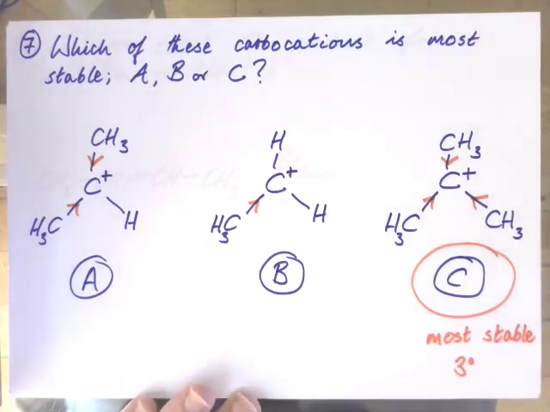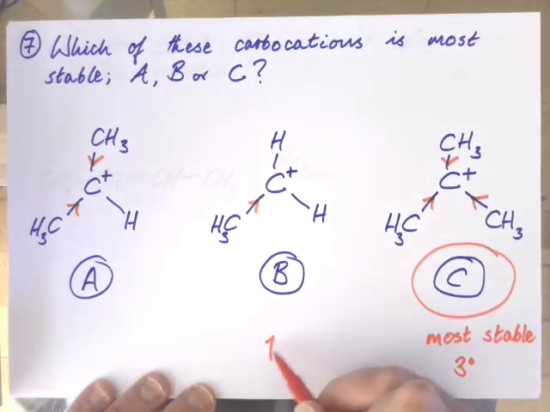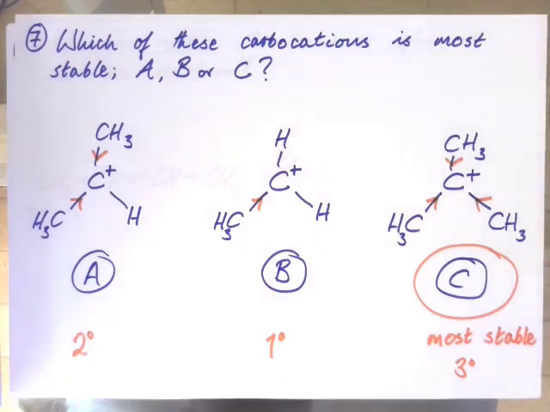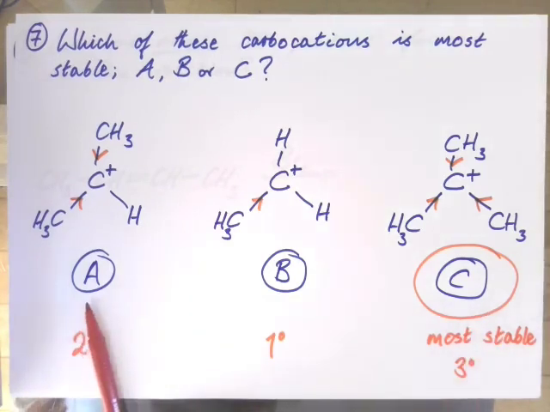A tertiary carbocation is going to be more stable than a primary carbocation and also more stable than a secondary carbocation. So the order would be the most stable, the second most stable, and the least stable. Hopefully you got that right.